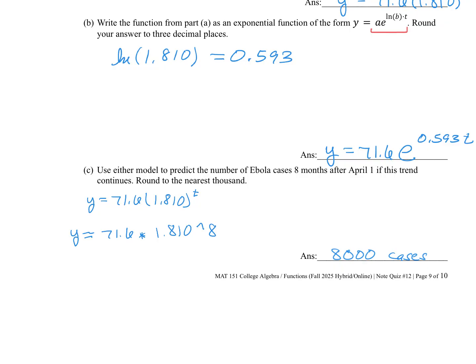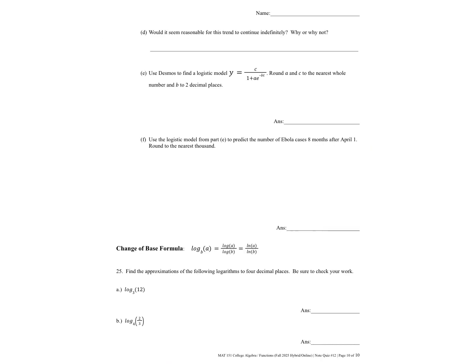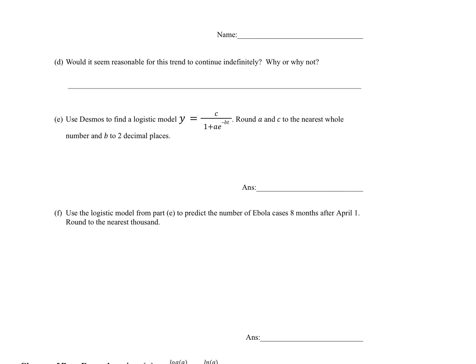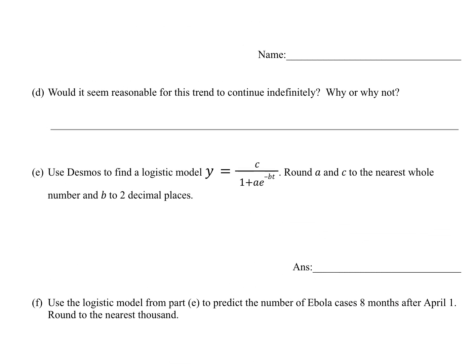The next thing we can do is look at whether or not this model makes sense indefinitely. And if you think about it, it doesn't make sense because this is an exponential model, and the exponential model of cases will eventually overtake the number of people living in the village. So we can't have that. It's impossible. So the answer to this question, is this reasonable? Sadly, it's not. The answer is no, because the number of cases will exceed the population.